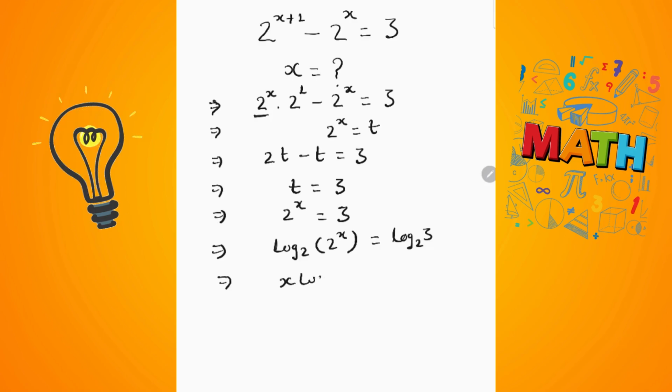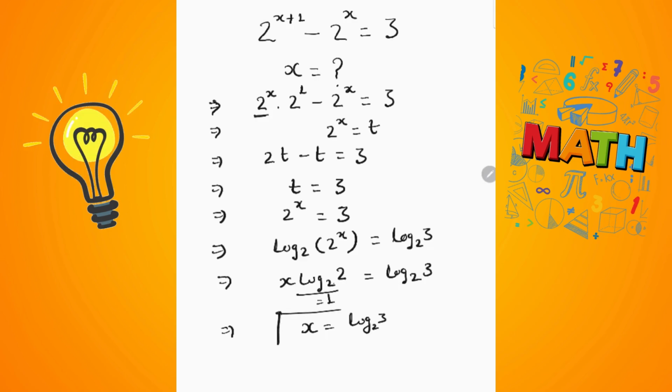x log 2 base 2, when the base and this are the same, this whole becomes 1. So x will be log 3 base 2. So this is the solution, and this is how we find the value of x.